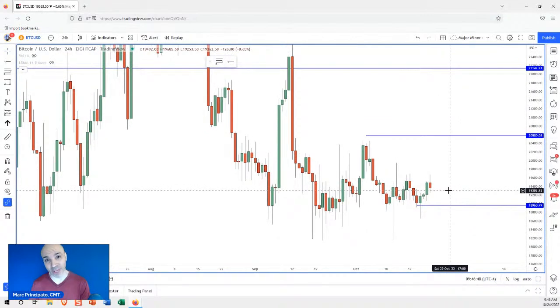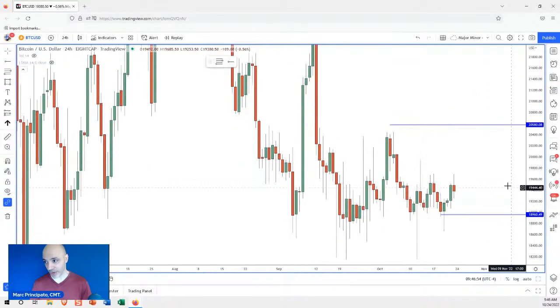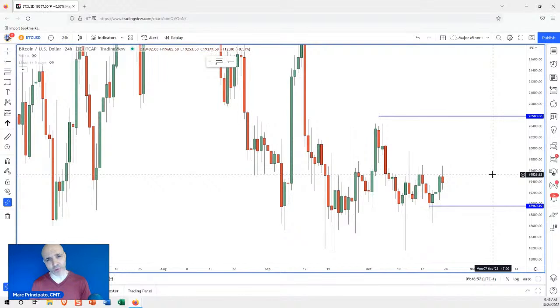Okay, so this is not a heavy resistance, it's a minor resistance, but it's still being respected. Bitcoin is relatively weak. That is the point that I made in my TradingView article yesterday, which I don't think too many people read. Not too many people like my TradingView articles. In fact, I'm not even sure why I still write them.